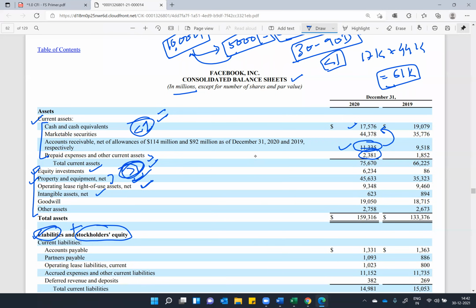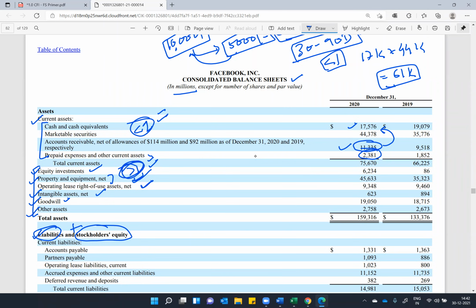Next is your intangible assets. An intangible asset is something which cannot be seen, but it does have an economic value for your business, like brand equity, brand value, your trademark, your copyright, your patents and all. That does have a value, and it also has some defined timeline or maturity date. Goodwill also, we will talk about in a minute, because these two things require a separate discussion. I don't want to lose the big picture of discussing the balance sheet.